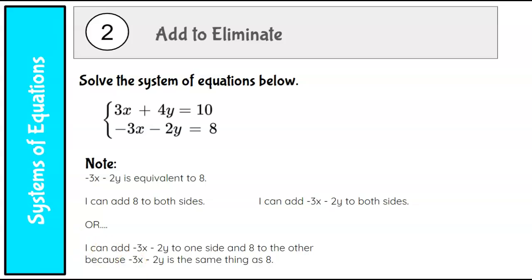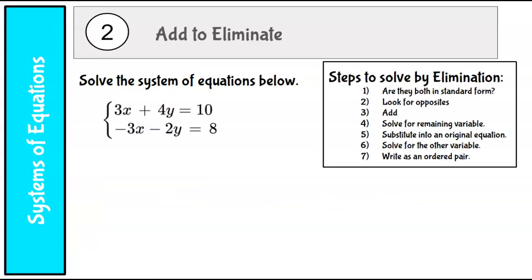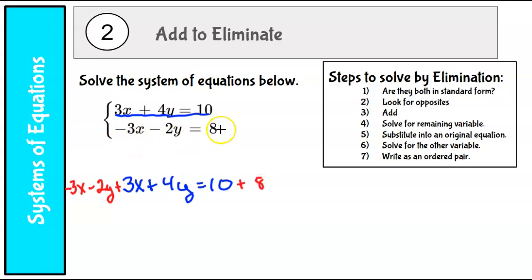So I can add negative 3x minus 2y to one side and 8 to the other of the top equation. So I'm going to do that. I'm going to rewrite this equation right here, just so I have more room. And then I'm going to add negative 3x minus 2y to this side of the equation. And then I'm going to add 8 to this side of the equation. So I'm adding something that's equal to each other. So 8 is equal to all of this. So I can add them both to both sides.